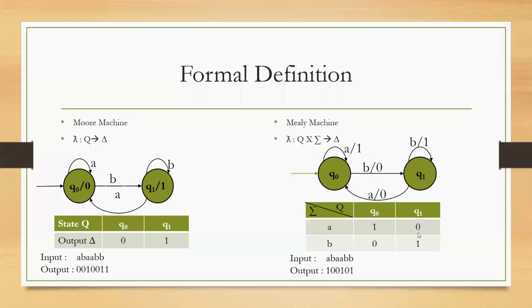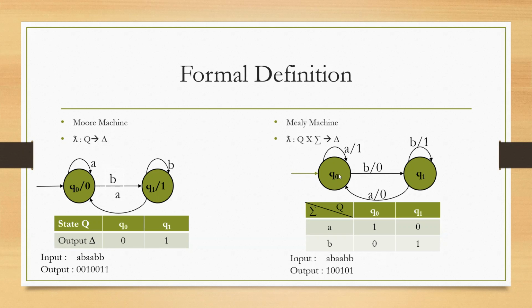So the same thing is shown in this Mealy table. Now we'll check how it generates the output. The input string is A, B, A, B, B. The very first symbol will be given as input to your initial state, which is Q0, because we traverse the input string from left to right. So the first symbol will be read by Q0. When Q0 accepts input A, it generates output 1. Here you can see the output is 1.